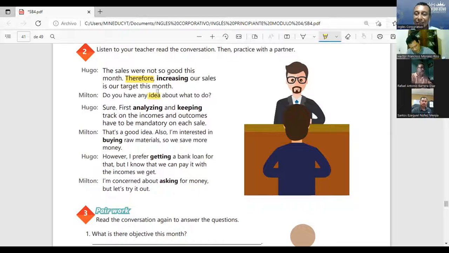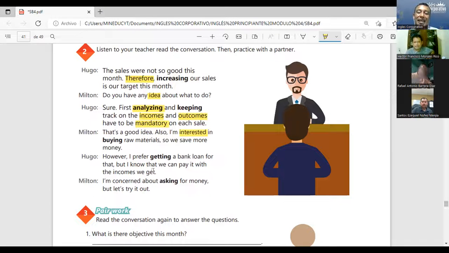Idea. Idea, no, right? You say idea, all right? Idea. Analyzing, analyzing. Incomes, incomes. Incomes, no, right? Or incomes, no, incomes. Outcomes, incomes and outcomes. Mandatory, mandatory. Interested, interested.